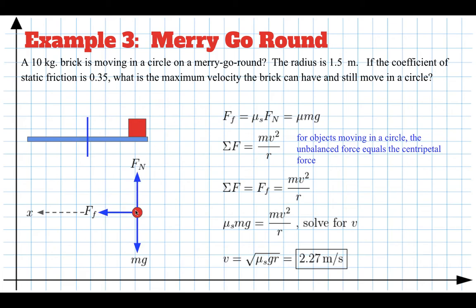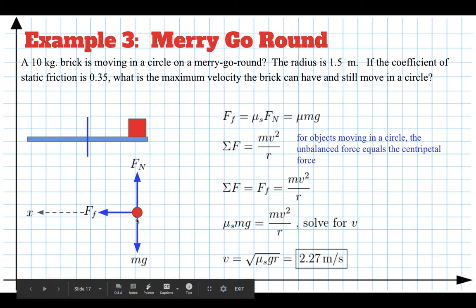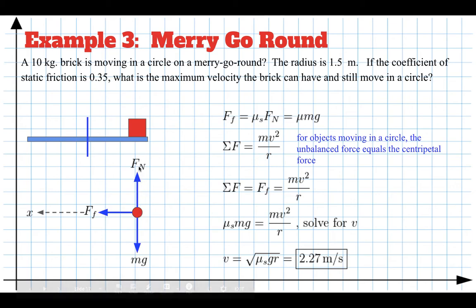So what I'm going to do is draw a free body diagram of the brick. So here's the brick on my merry-go-round, and if you imagine the forces on it, gravity pulls down on the brick with a force of mg, and the merry-go-round pushes up on the brick with a normal force. The tendency of the brick is to slide outwards, and so friction acts inwards. And I'm going to call the direction that friction acts the x direction. Okay? So we can find the friction force.